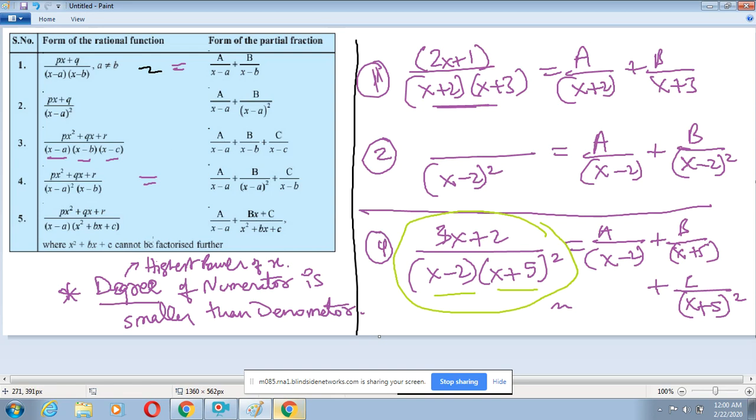Now I'm talking about the fifth formula. Sometimes in the denominator we have a quadratic equation which we cannot solve, we cannot factorize. So we have one linear equation and one quadratic equation. In such a case we split it into this form: A upon x minus a plus (Bx plus C) upon (x square plus bx plus c). Understood? Then the next step is to find out A, B, C. That's all. It is over.